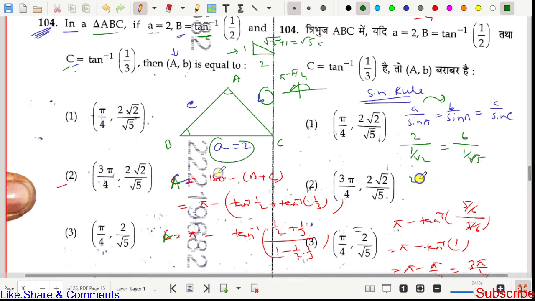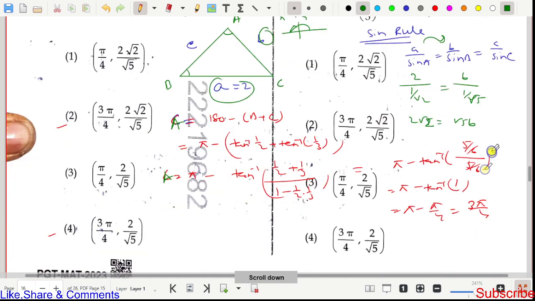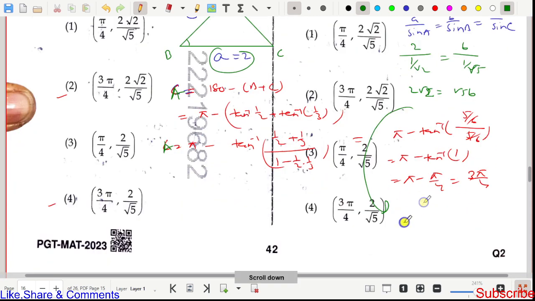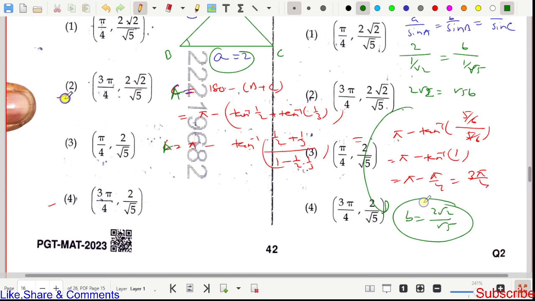So here we got 2 into root 2 equals root over 5 into B. We need to find the value of B. So the value of B will be 2 root over 2 by root over 5. So this is our answer, and it matches with the second option.